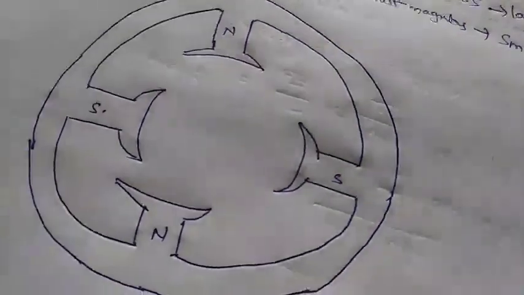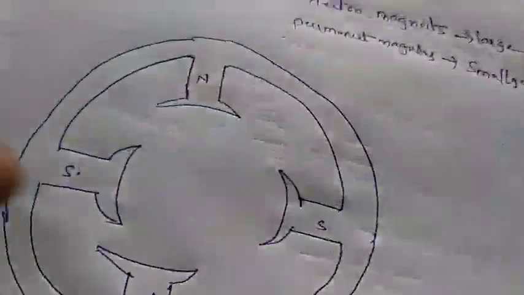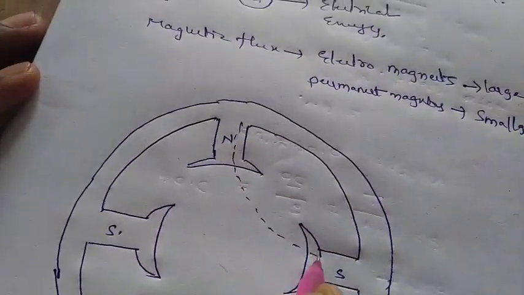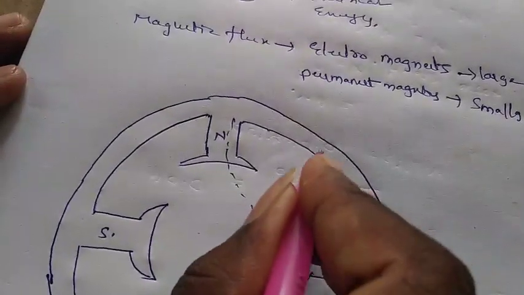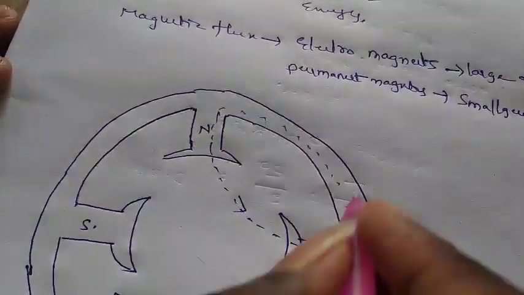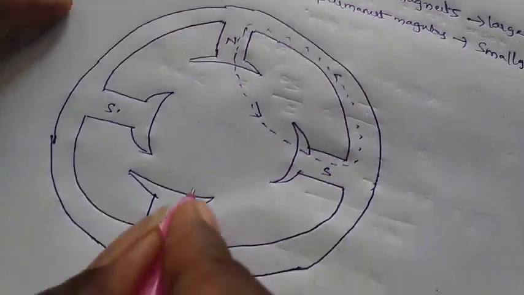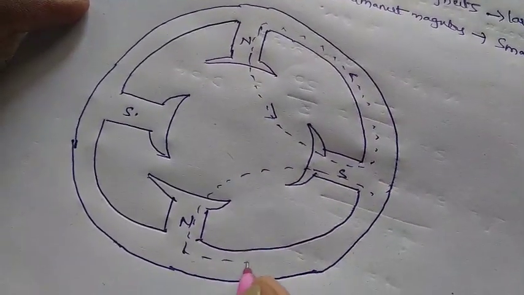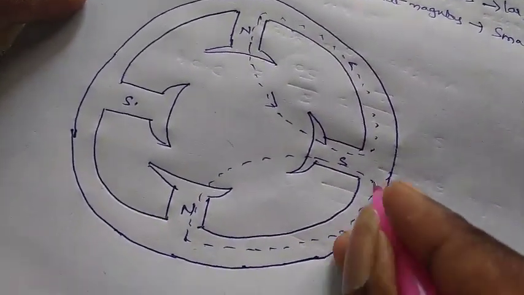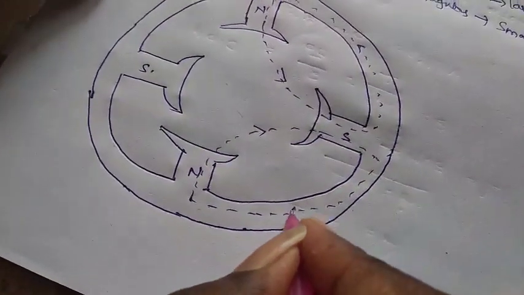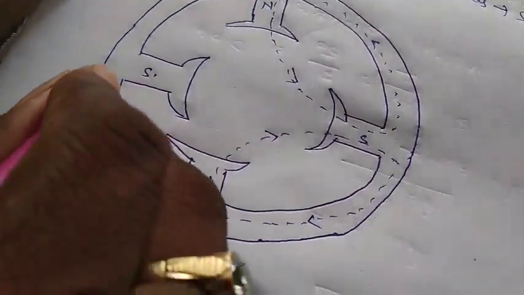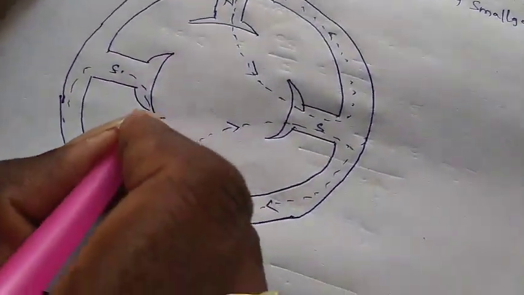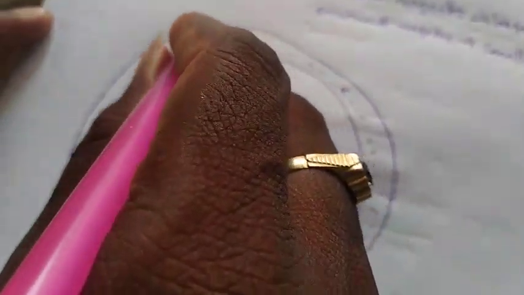I am considering a 4-pole machine and the outermost body. So the poles can produce the flux. The flux travels from north to south. So here we can also see another flux path. Direction is from north to south. Here also flux is there, from north to south.